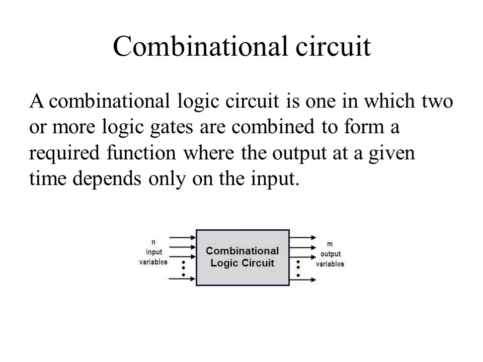So the first topic is combinational circuit. When two or more than two logic gates are combined together to form a specific function, then that kind of circuit is called combinational logic circuit. In combinational logic circuit, the output at any instant of time depends only on the present combination of inputs.